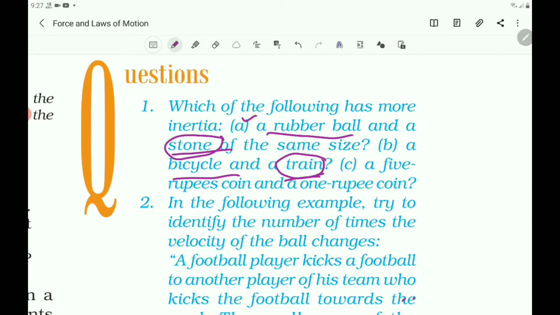And a 5 rupee coin and a 1 rupee coin. Which one has greater inertia? A 5 rupee coin has more mass than a 1 rupee coin. So, the 5 rupee coin will have greater inertia.